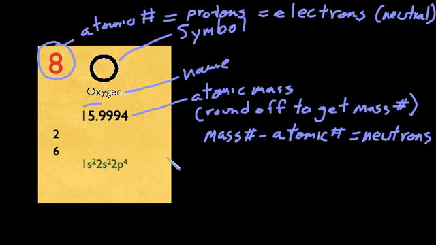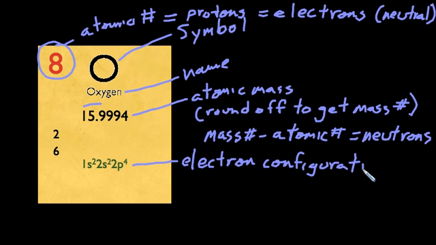Okay. Now what we have down here is the electron configuration. You will have to know about this if you take chemistry, which I hope everybody will. The key parts for us, though, are the numbers of electrons, and they're right here. There's two 1s electrons, two 2s electrons, and four 2p electrons.